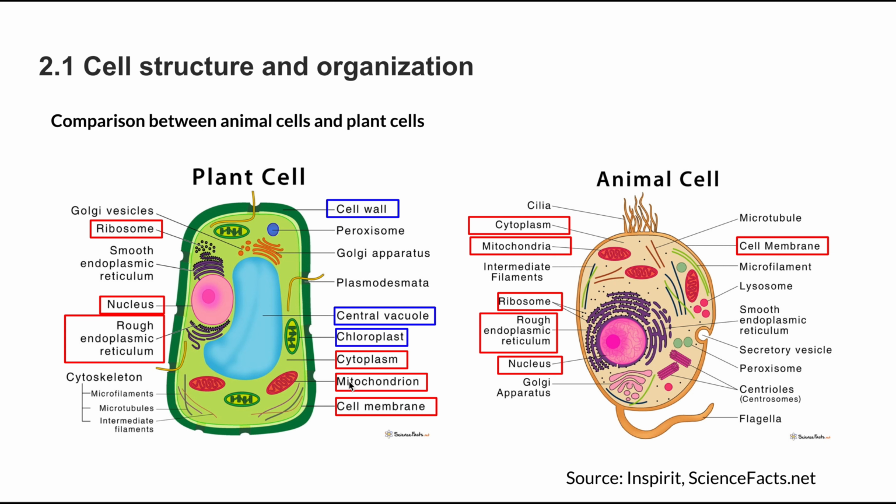And we have this mitochondria, which have this wiggly shape. And we have rough endoplasmic reticulum next to the nucleus. And finally, we have the ribosomes.